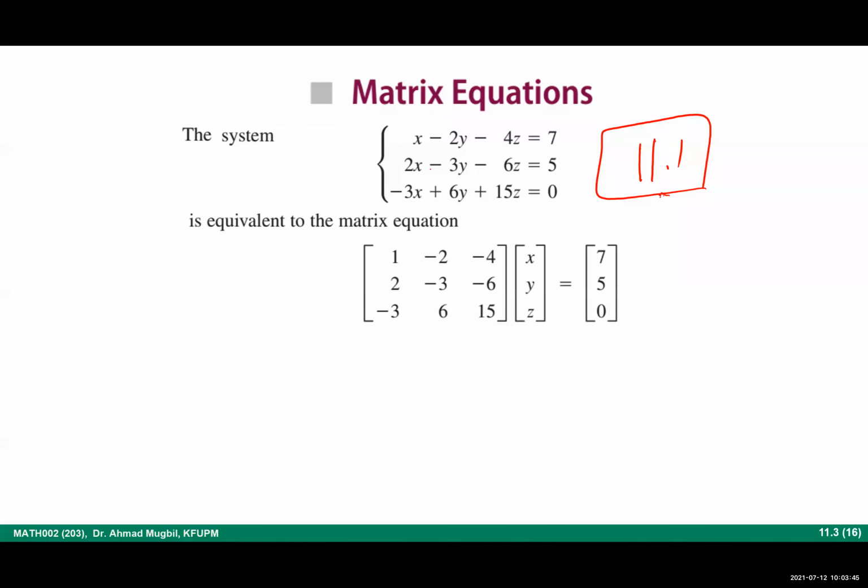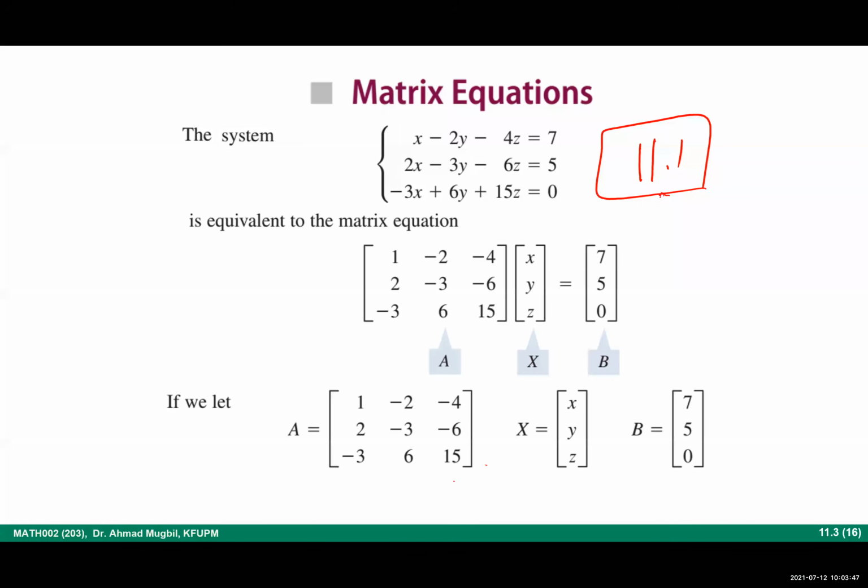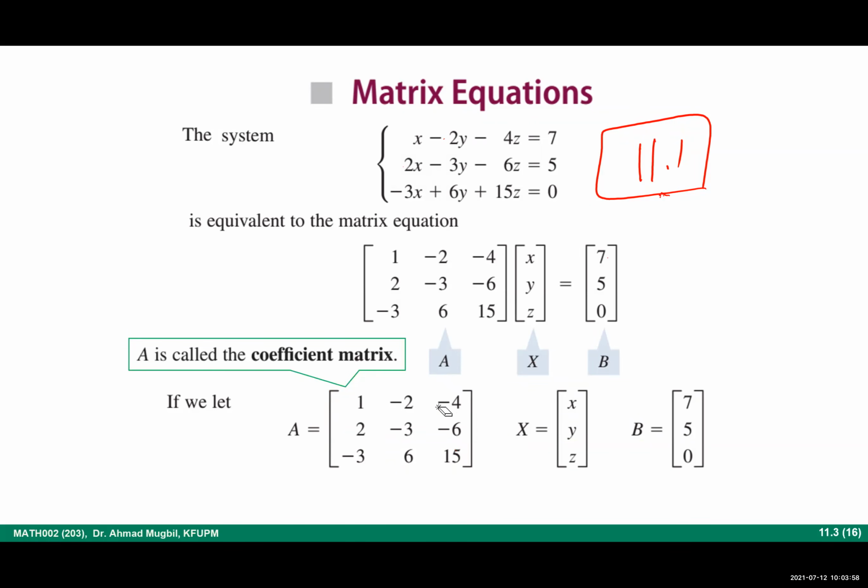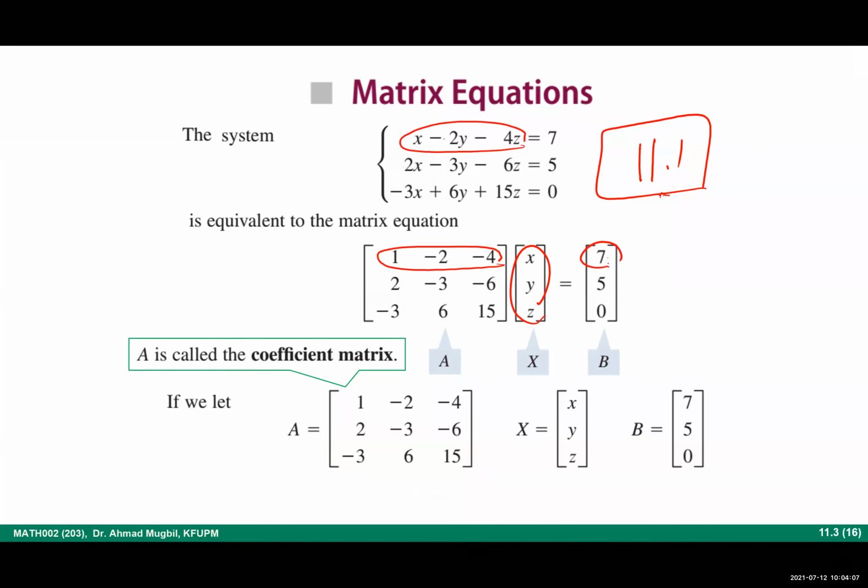So step number 1, we will write the equivalent form, but in matrix form. We will write here the matrix of the coefficients: 1, 2, -3, -2, 3, 6, and so on. Here is the matrix of the variables. Here is the matrix of the constants. This is equivalent. I showed you that in the previous class. If you multiply this row by this column, you will get this, and it equals 7. So you can go from here to here, and from here to here. It is so easy.